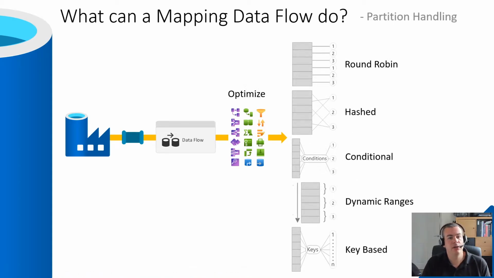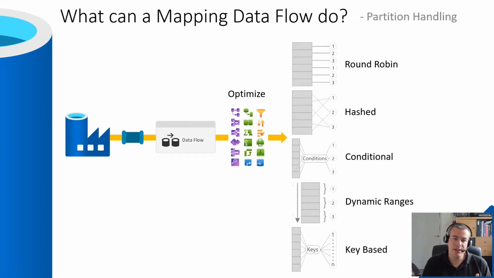We can also handle partitioning. Again, very easy via this data flow UI. We can say for a given transformation, how do I want the partitioning to be handled? Do I want to use the default 200 odd partitions that Spark is going to give us? Or do we want to do something a little more niche depending on the data that we're working with?